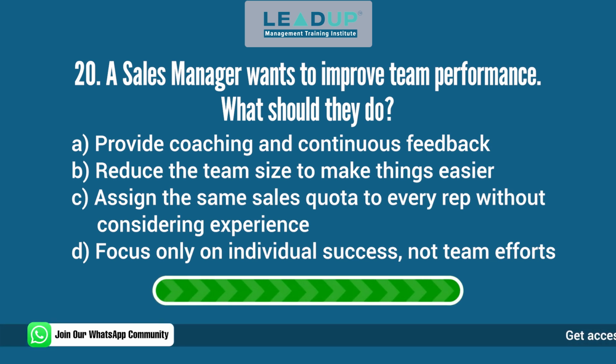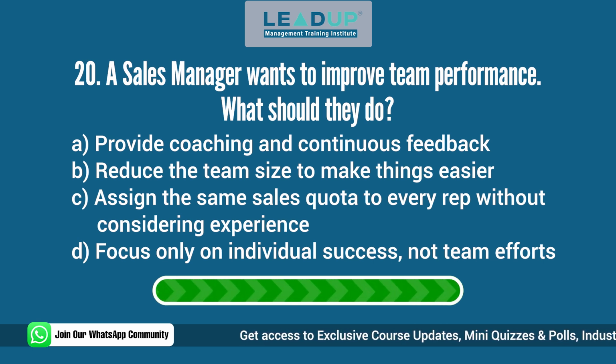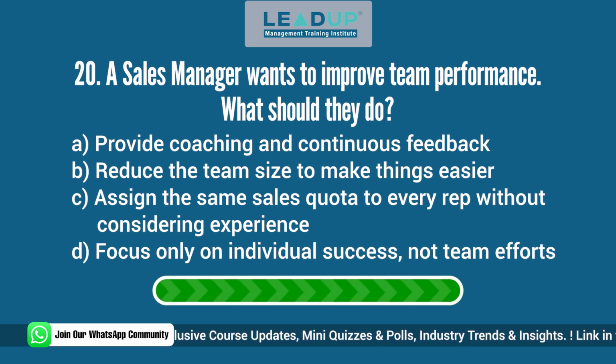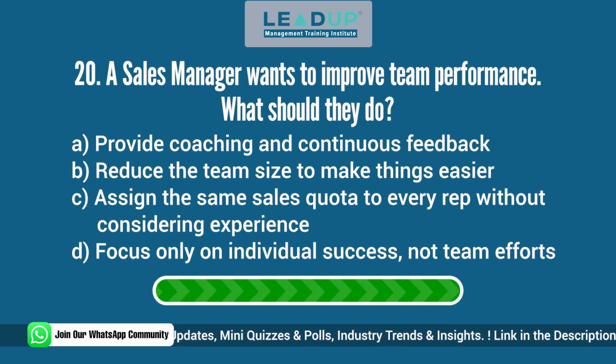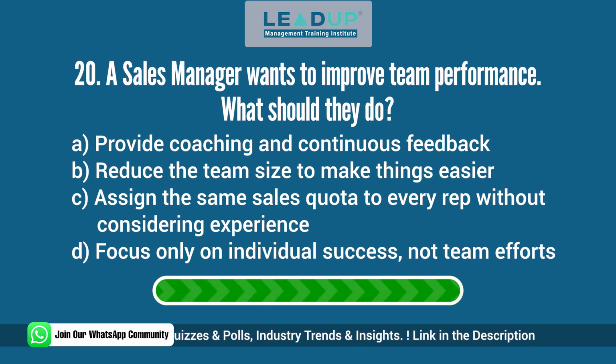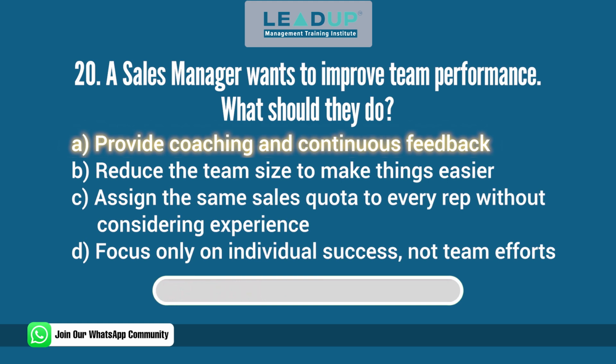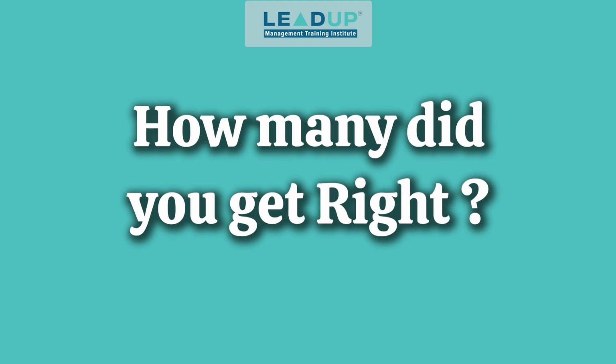Question 20. A sales manager wants to improve team performance. What should they do? A. Provide coaching and continuous feedback. B. Reduce the team size to make things easier. C. Assign the same sales quota to every rep without considering experience. And D. Focus only on individual success, not team efforts. Answer: provide coaching and continuous feedback.